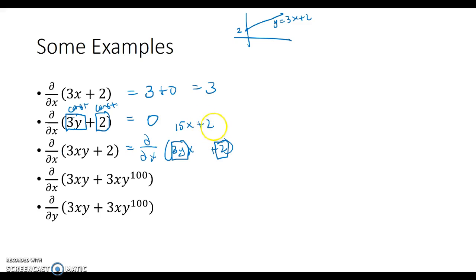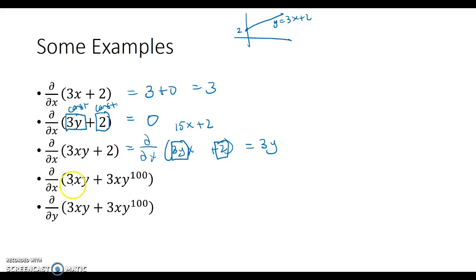Well, what's the derivative of 15x plus 2? The derivative of 15x is 15. The derivative of 2 is 0. And down here, that number is not 15, but it's 3 times y. So in this case, the derivative would just end up being 3y.